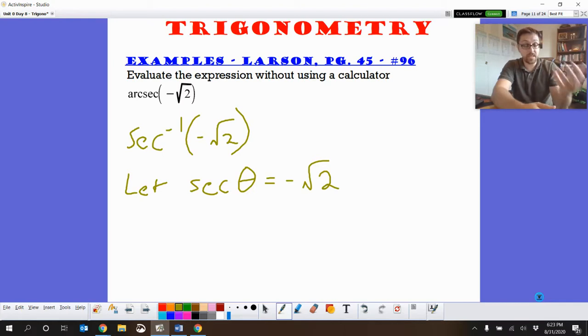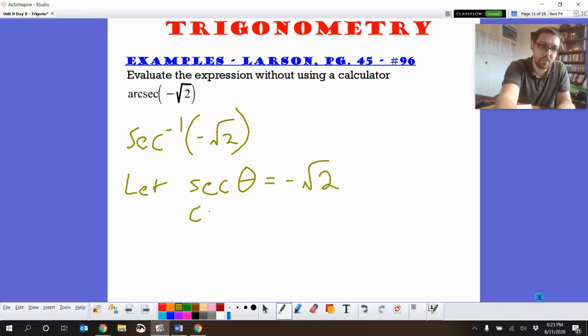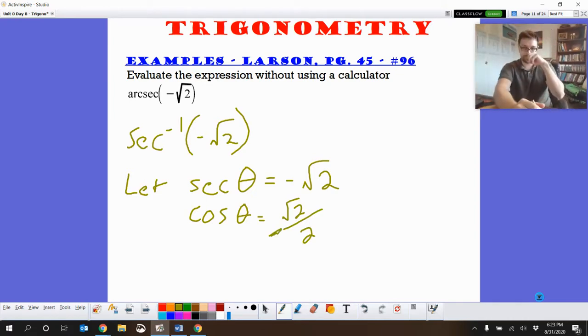So here we're just trying to figure out what angle would have spit out square root of 2 over 2. I keep saying square root of 2 over 2. You can tell where I'm going with this because we didn't do secant, we did cosine. So we need to flip this thing over. So really it's asking, cosine of theta equals square root of 2 over 2, but negative, right? So I know which angle does that. It's pi over 4.